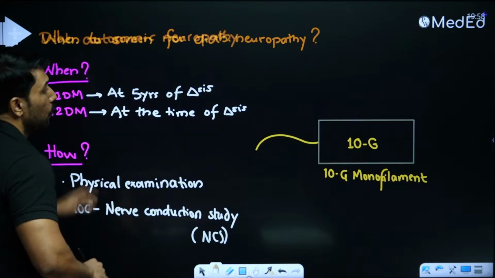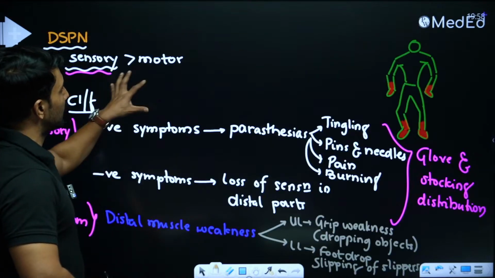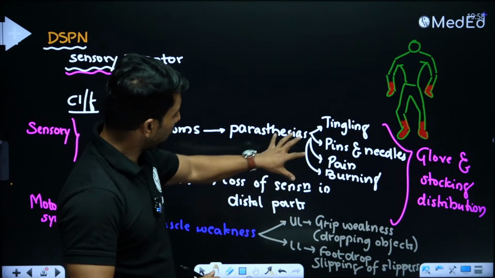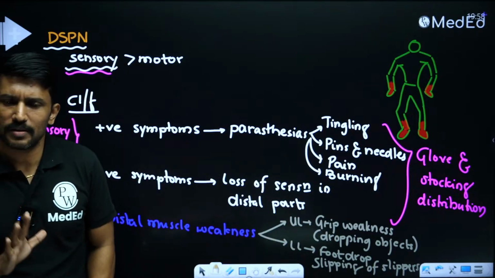Now I have a question. Why is it important for us to recognize diabetic neuropathy? Is it because it is affecting the patient and causing some symptoms? That is the main reason.